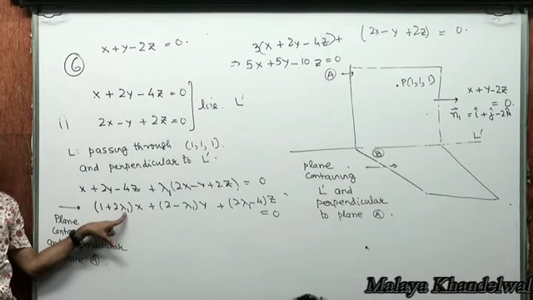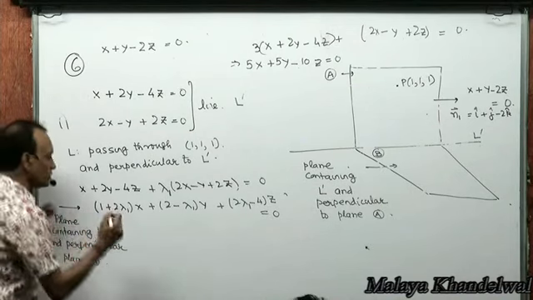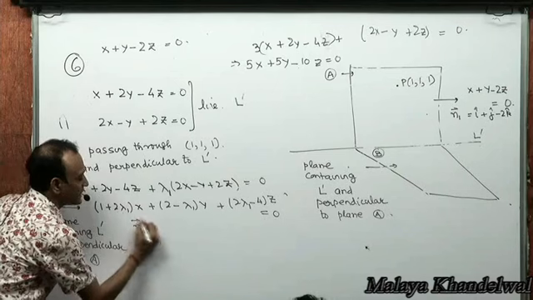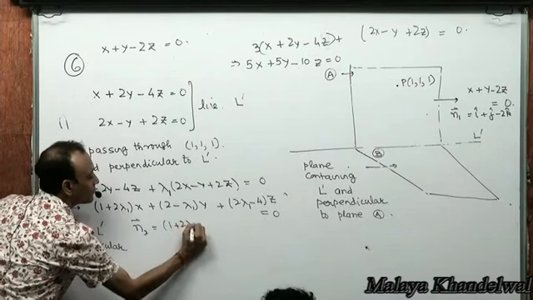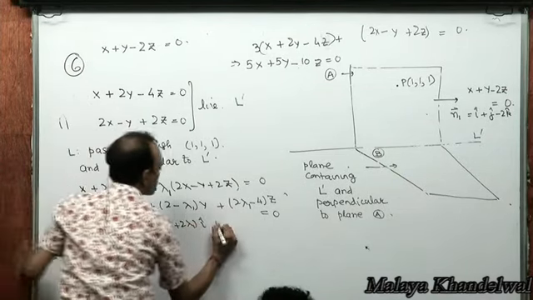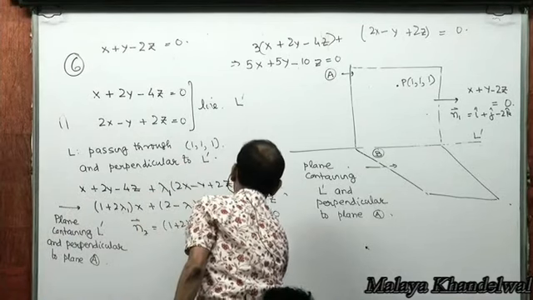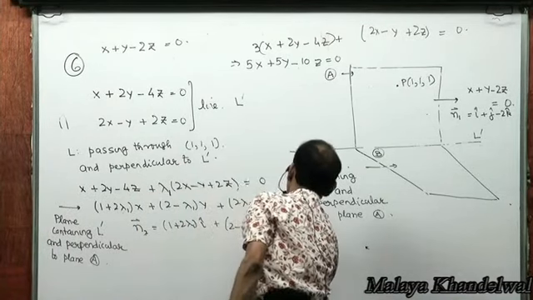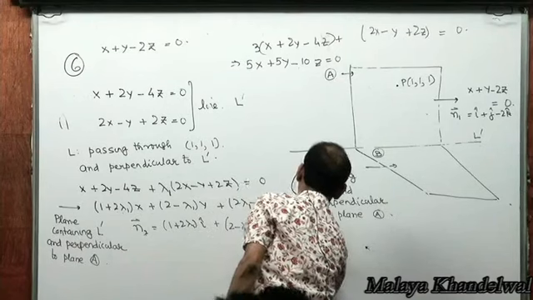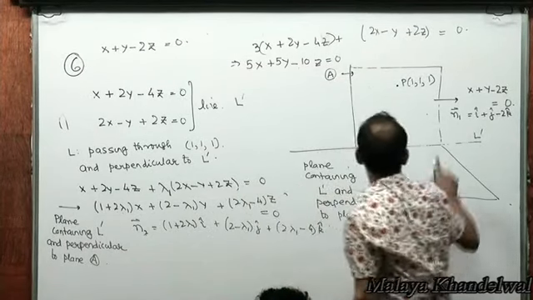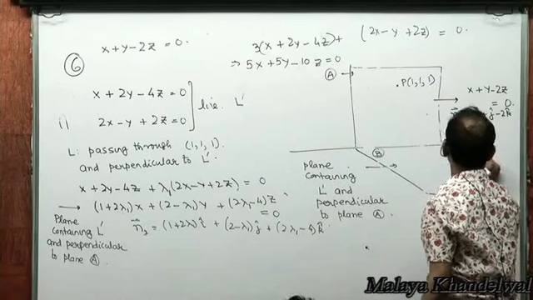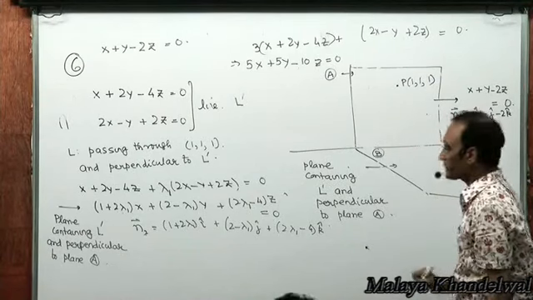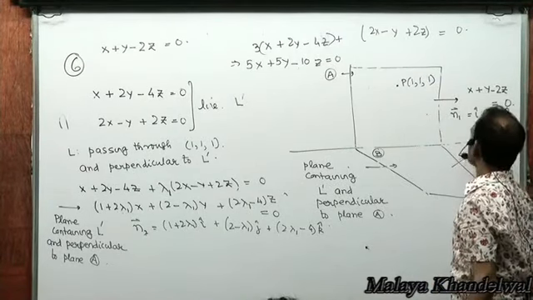Normal to this plane is N2, which is (1 plus 2 lambda 1) I cap plus (2 minus lambda 1) J cap plus (2 lambda 1 minus 4) K cap. So N2 is a normal to this plane, right? And N1 is a normal to this plane.